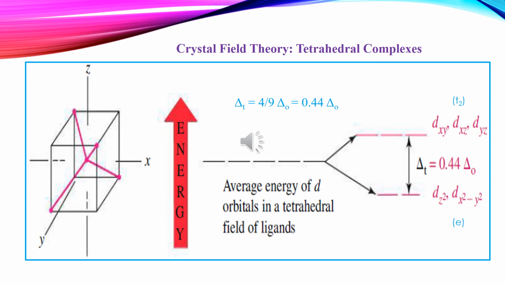The difference between the energies of the t2g and eg orbitals in a tetrahedral complex is represented by delta T, where T represents tetrahedral. It is slightly less than half as large as the splitting in the analogous octahedral complex, delta O or delta naught.